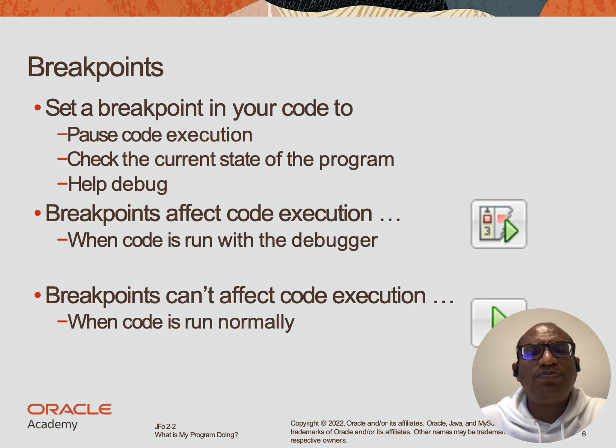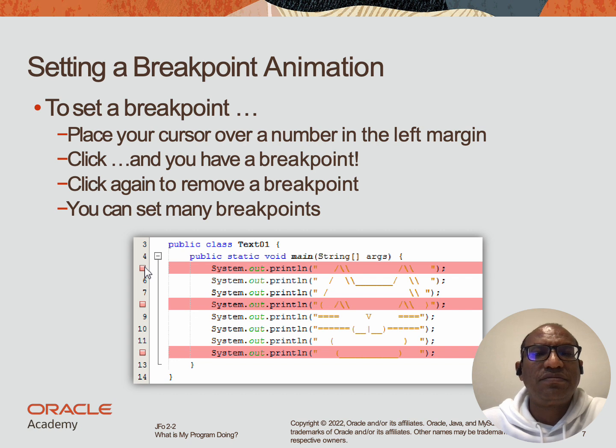A breakpoint lets you pause the execution of your code and inspect what's happening at that exact moment. They are useful for catching bugs and understanding behavior. To set a breakpoint, just click next to the line number in your IDE. Click again to remove it. You can use as many as you need.